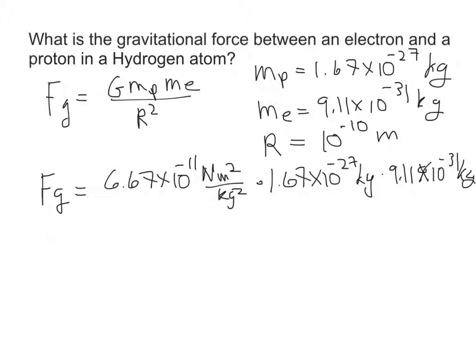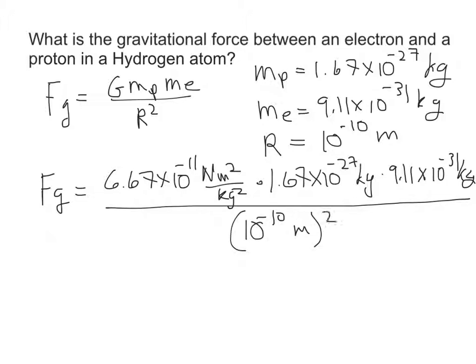I'm running out of room. Let me fix that a little bit. There we go. All divided by 10 to the minus 10 meters squared. And so when I evaluate that, I get about 1 times 10 to the minus 47 newtons.